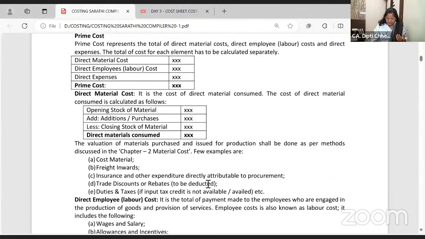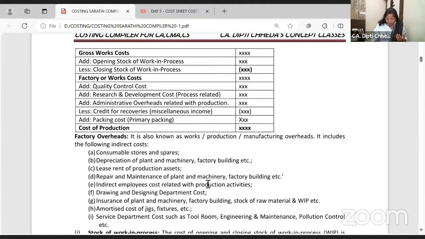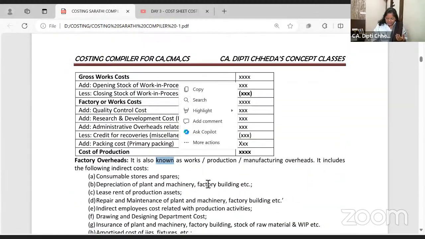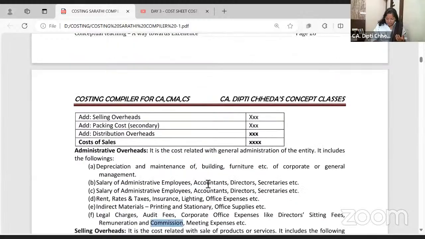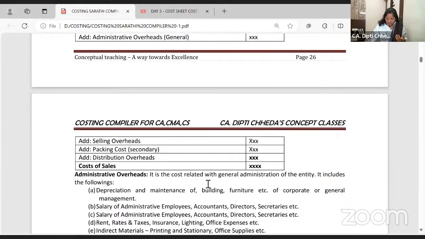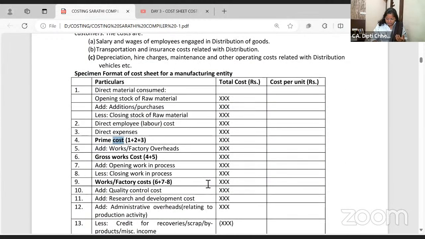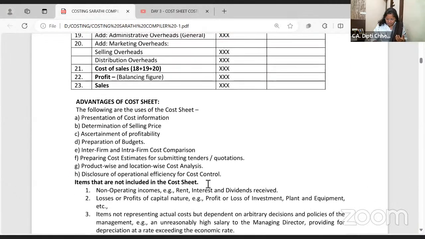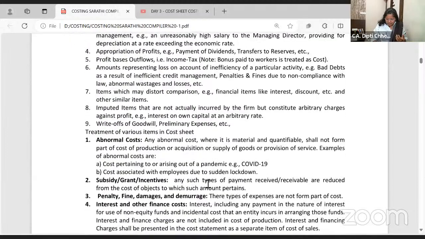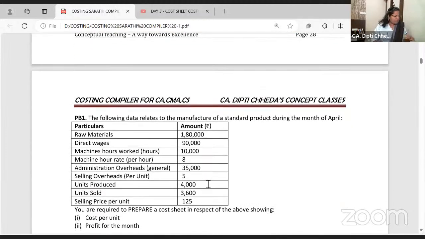Cost sheet. Okay. I'll teach all this a little later. Some theories are also there, leave those too. Straight we will do some problems and then we will come to a little detailed cost sheet also.